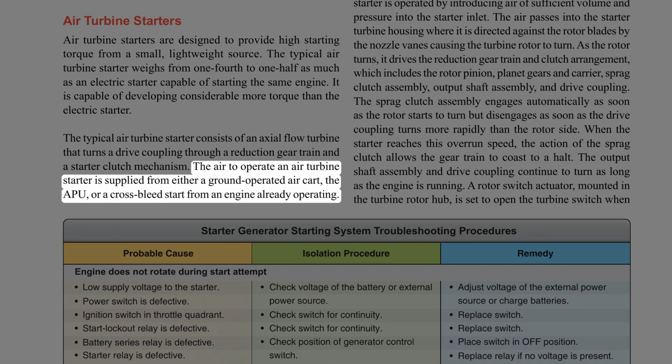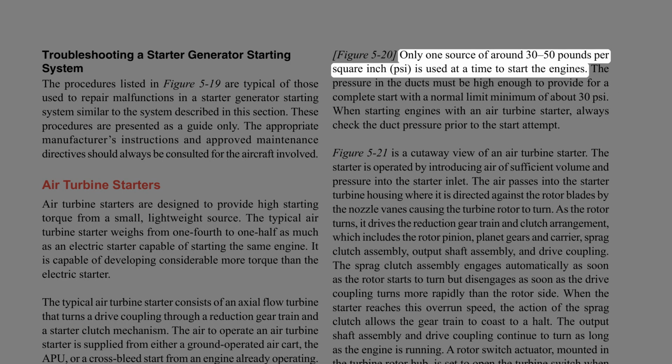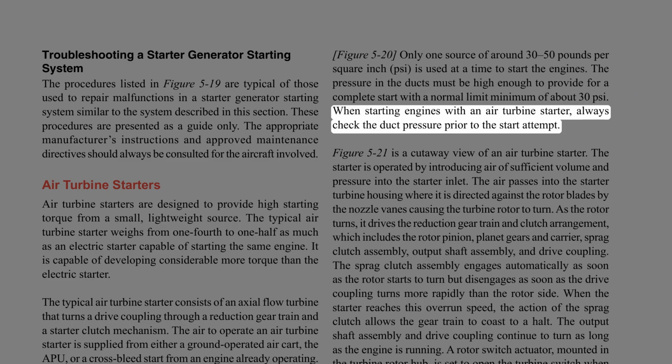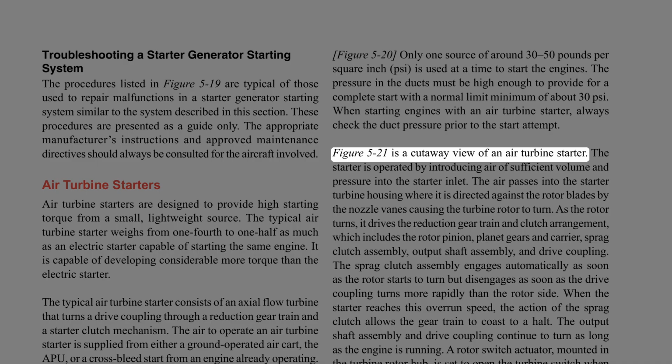The air to operate an air turbine starter is supplied from either a ground-operated air cart, the APU, or a cross-bleed start from an engine already operating. Only one source of around 30 to 50 pounds per square inch, psi, is used at a time to start the engines. The pressure in the ducts must be high enough to provide for a complete start with a normal limit minimum of about 30 psi. When starting engines with an air turbine starter, always check the duct pressure prior to the start attempt. Figure 5-21 is a cutaway view of an air turbine starter.